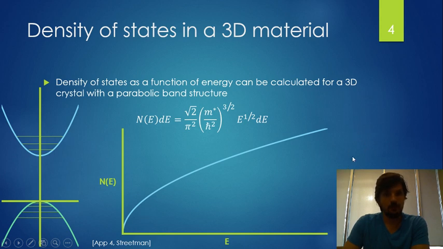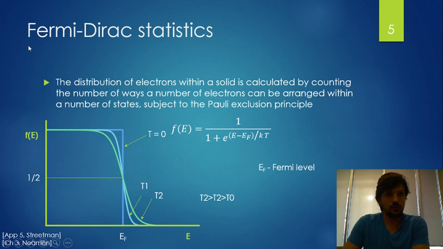Now, once we have this density of states, we need to figure out how electrons fill it, and for that we need to look at Fermi-Dirac statistics. To figure out how electrons will occupy these states, we essentially count the number of ways a number of electrons can be arranged within a number of states, which is the density of states from the previous slide, subject to the Pauli exclusion principle. All of this can be found in Appendix 5 of Streetman or Chapter 3 of Neaman.